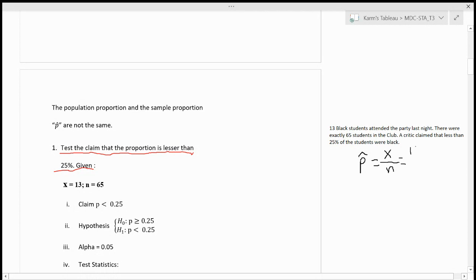Thank you. X over n, which will be 13 over 65. And that's going to give you 0.20, or 20%. What does that mean? This is the actual fact. What does that mean?